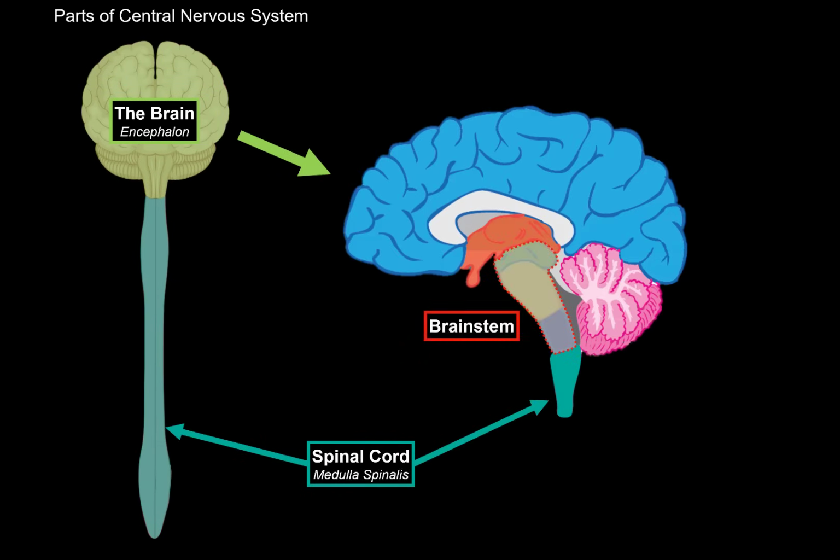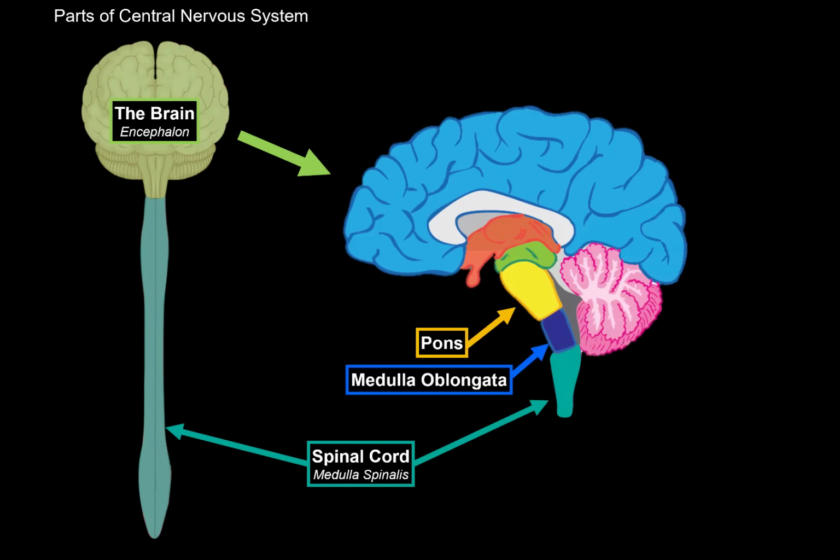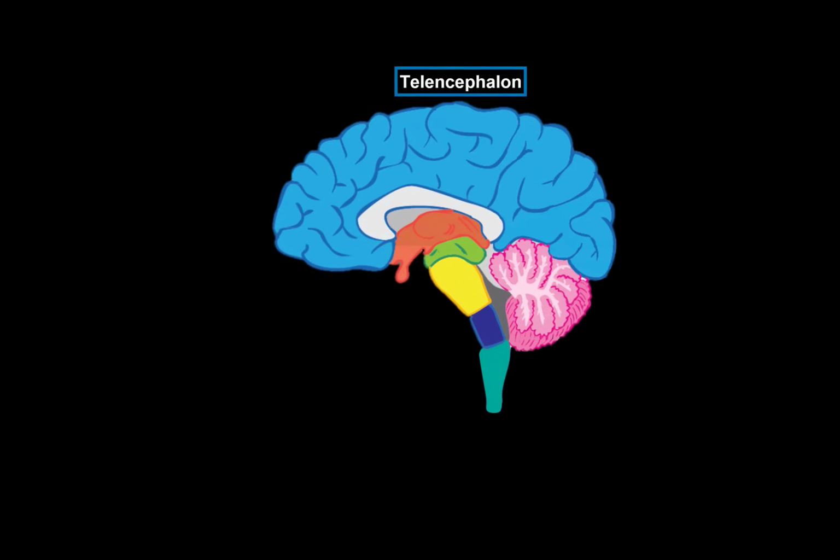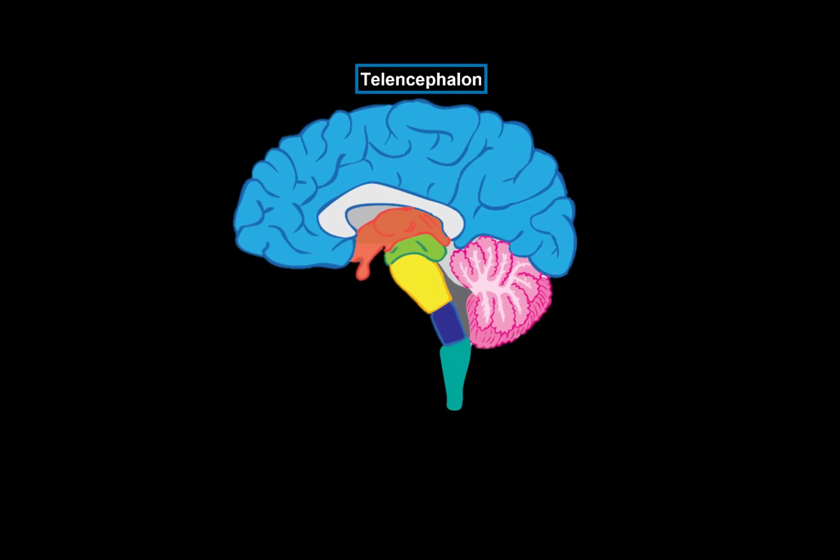We have the brainstem, which consists of the medulla, pons, and the midbrain, or the mesencephalon. We have the cerebellum back here, and then the diencephalon and the telencephalon. Our focus in this video is going to be the telencephalon, which is this blue part here.